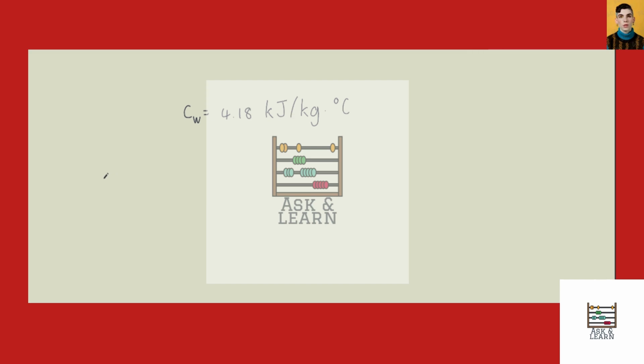In this problem, a room is to be heated by 1 ton of hot water, which is contained in a tank that is placed in the room. We want to calculate the minimum initial temperature of the water if it is to meet the heating requirements of this room for a 24-hour period.